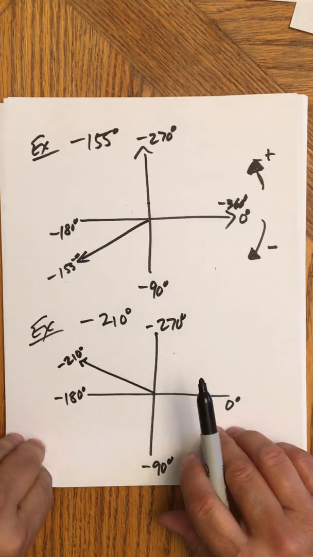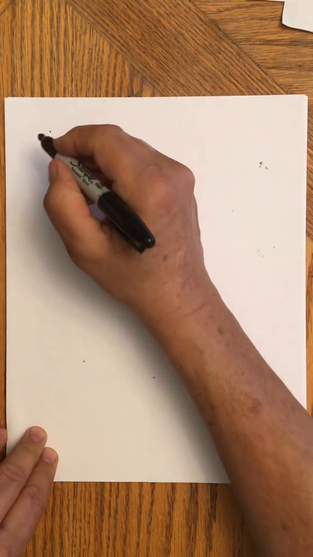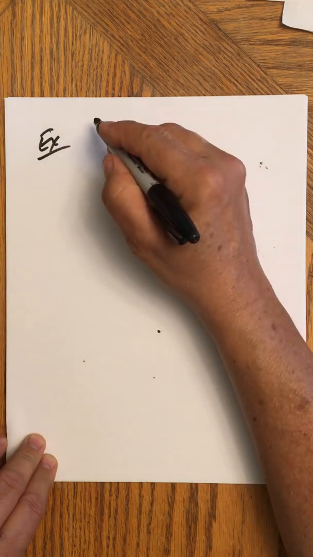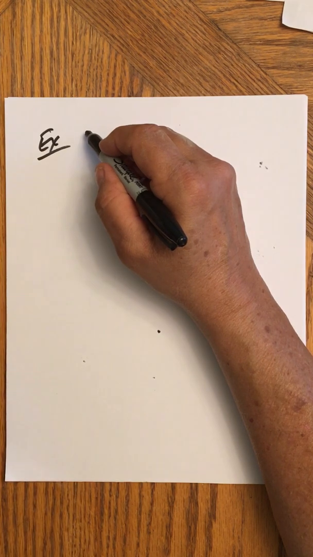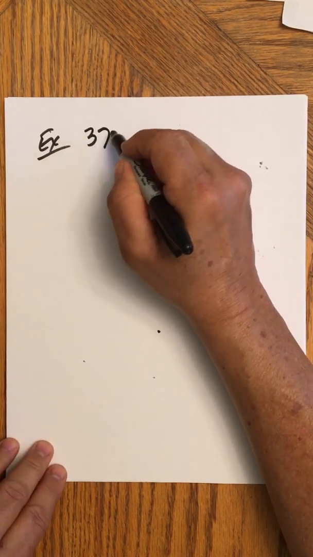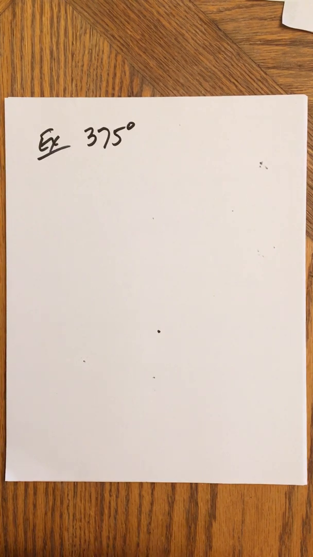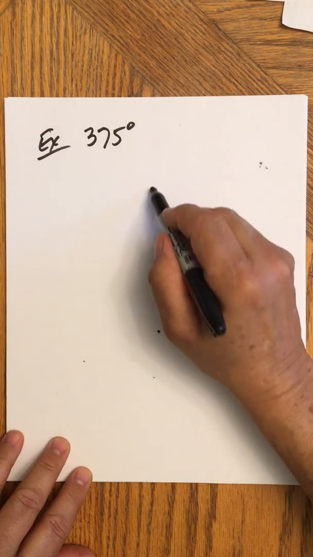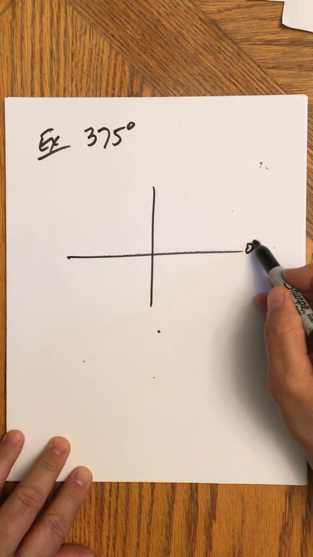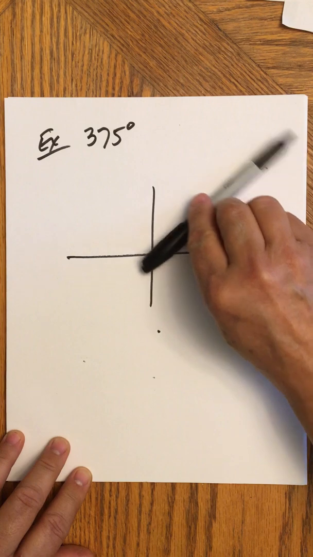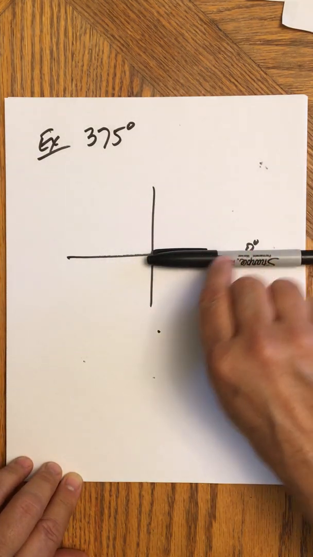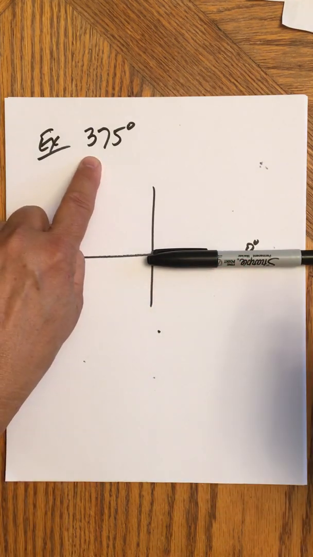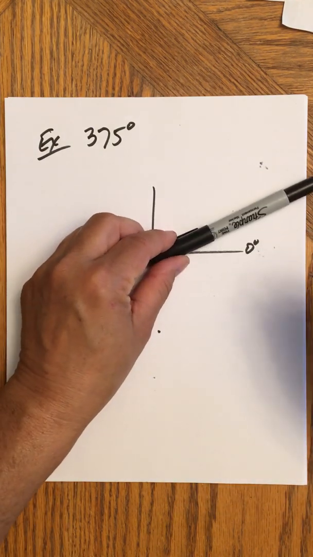All right, let me give you a couple to try. Actually, let me go ahead and talk about what happens when you're going more than one full revolution. Let's say that you're asked for 375 degrees. Remember, one full revolution is 360. So you started at 0 and rotated all the way around to the same spot as 0, but that's 360, and then 375 is how much beyond 360? Well, it's 15 more degrees, right?